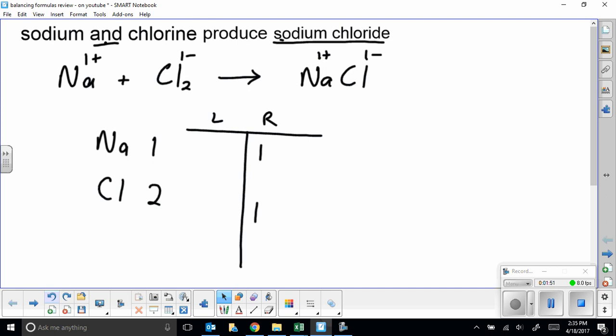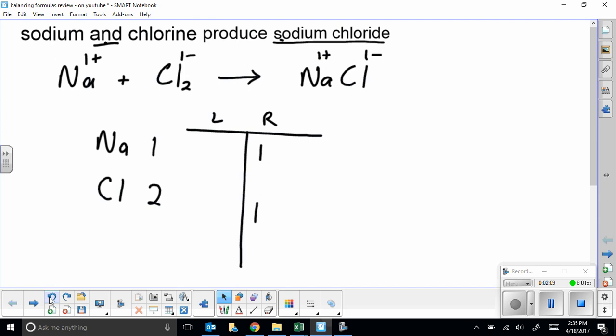And for ones that I give you, they're never going to be balanced already. So if you think they are, you did something wrong in writing it. Often it's going to be if there's a diatomic molecule, you forgot that there has to be 2 of those. So check that if you think that you have it written incorrectly.